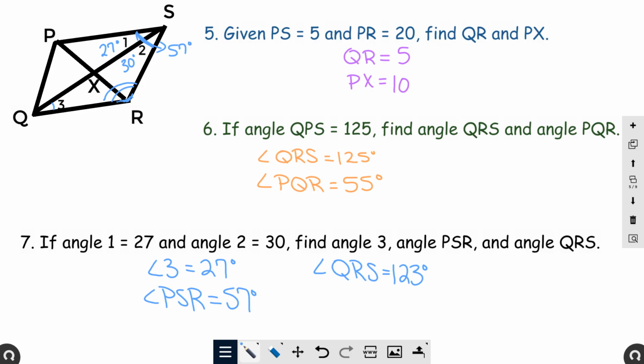So keep that in mind that opposite angles are congruent. Any questions about these problems that we've done so far?